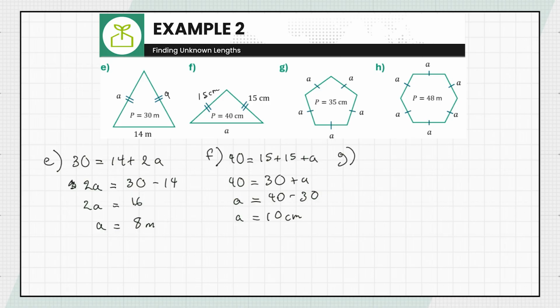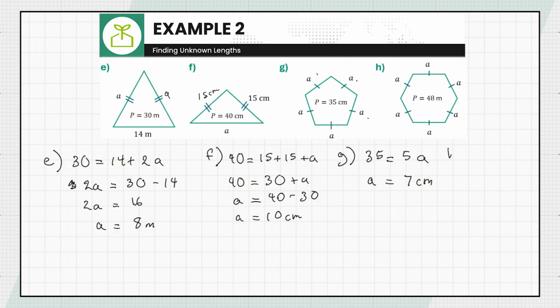Now for G, we have a pentagon, and that means it has 5 equal sides, so our perimeter of 35 is equal to 5 groups of A. 1, 2, 3, 4, and 5. That means if we divide both sides by 5, we should get our answer for A. So firstly, dividing 5A by 5 just gives A, and then 35 divided by 5 is just 7 centimeters.